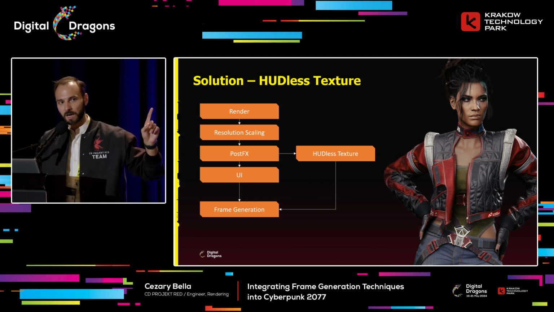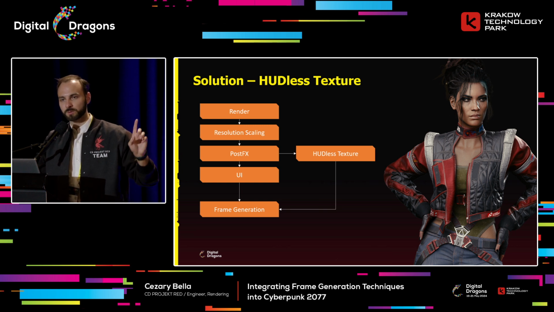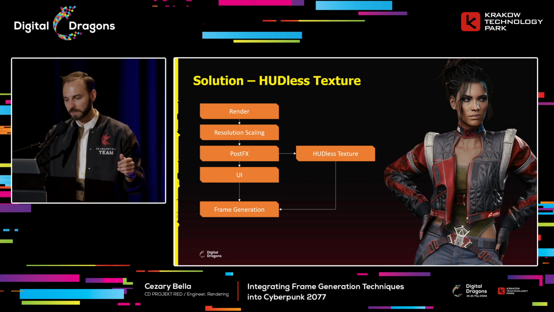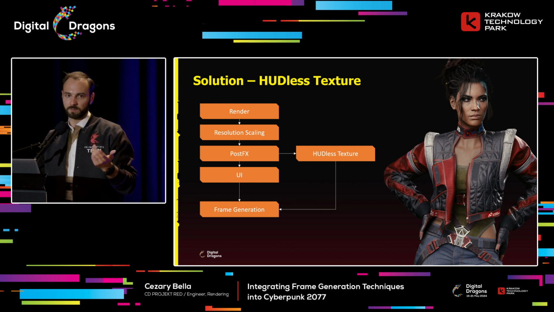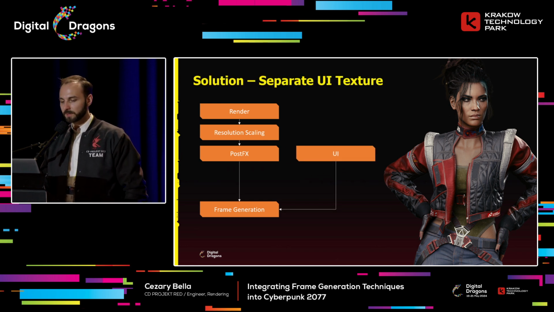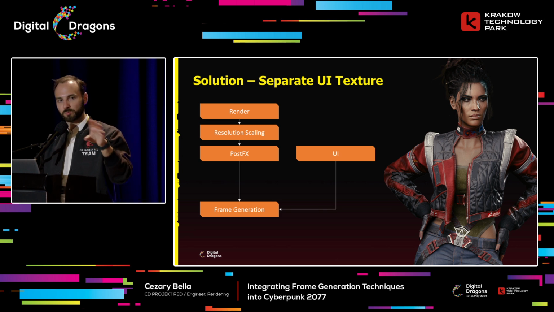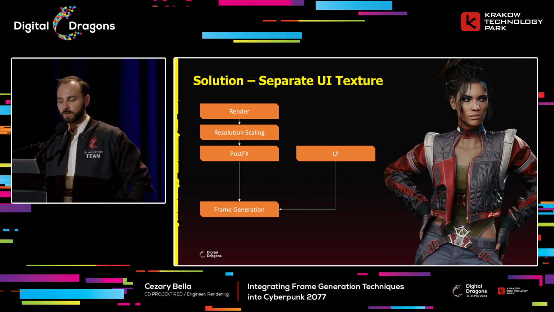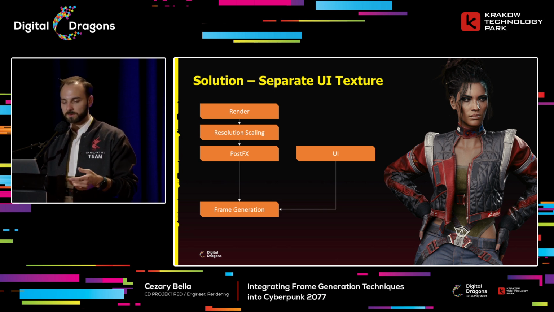And that's our implementation. That's the approach that we took in Cyberpunk 2077. So yeah, it just works, right? Then the second thing is, as I said, separate UI texture. Basically, from our render, we just branch somewhere. We render the UI in a separate render path that's not connected to the post effects, and then we feed that into the frame generation.